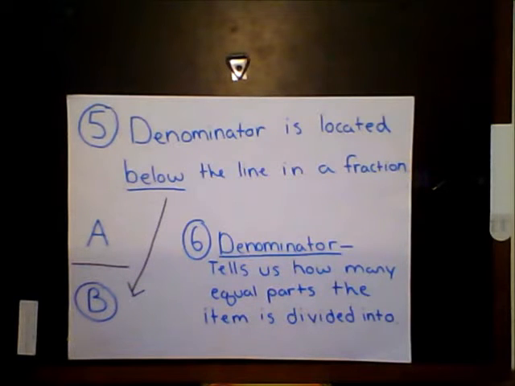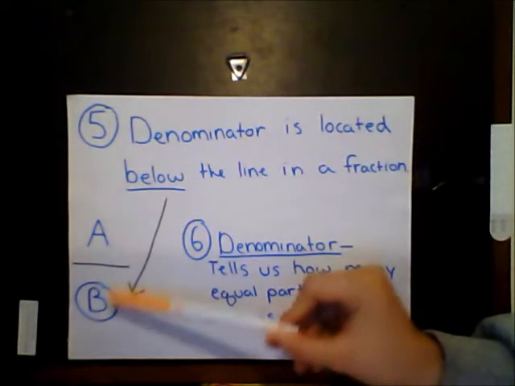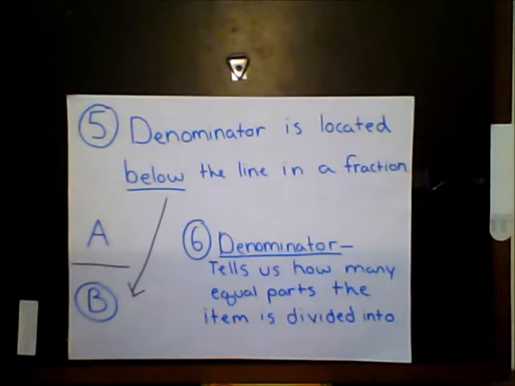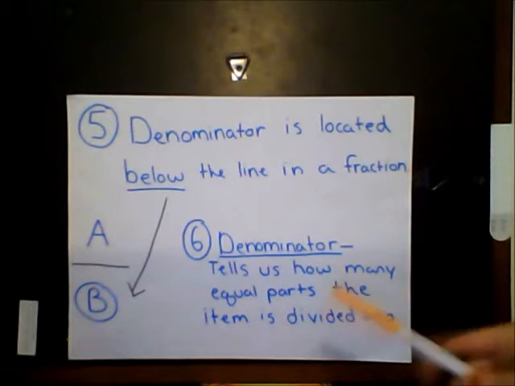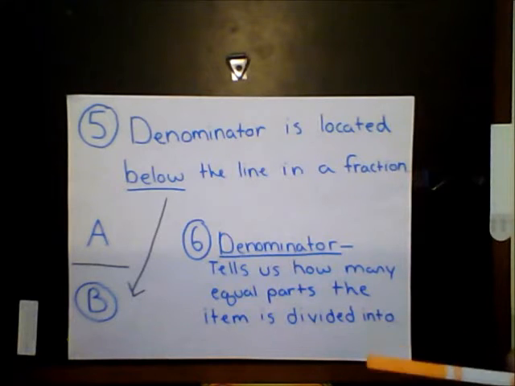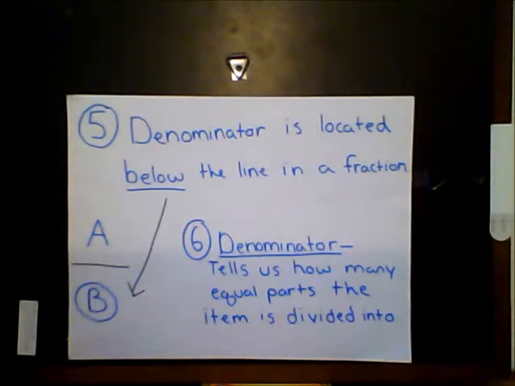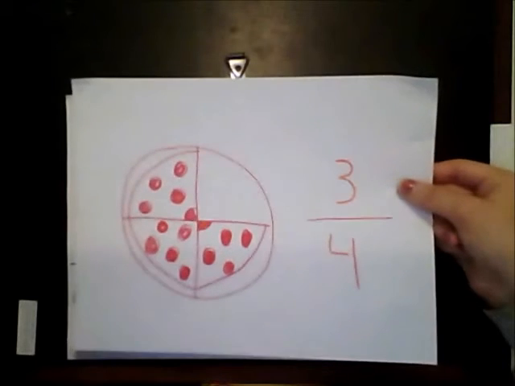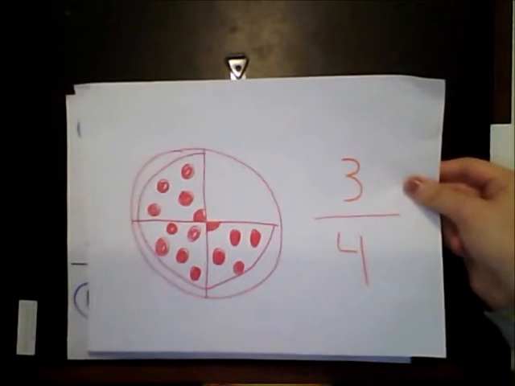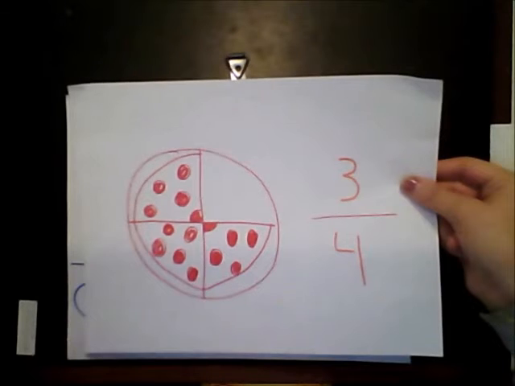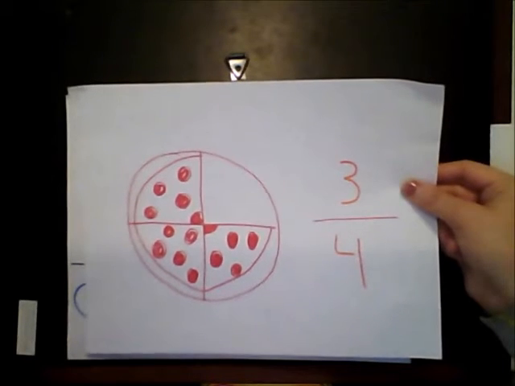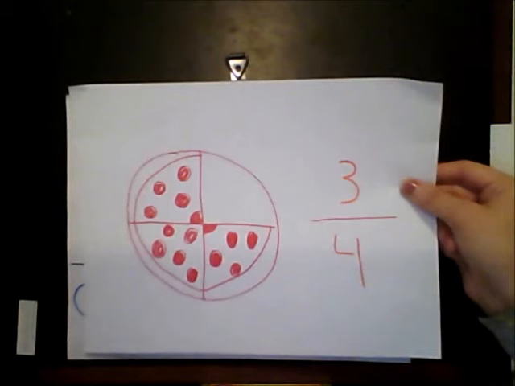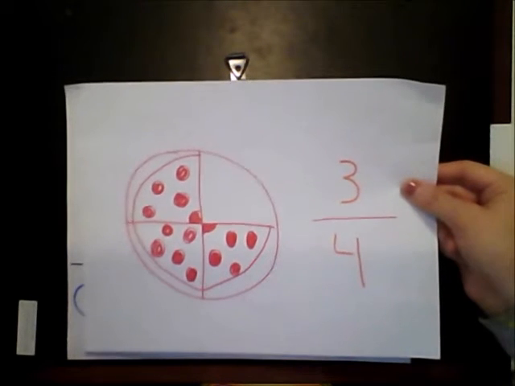The second part of the fraction is the denominator. It is located below the line in a fraction. The definition of a denominator is it tells us how many equal parts the item is divided into. If we look at the same example as before, we can see that the pizza is divided into 4 equal parts. We know the denominator is how many equal parts the item is divided into. So therefore, the denominator in this fraction is 4. Now let's look at a few more examples.